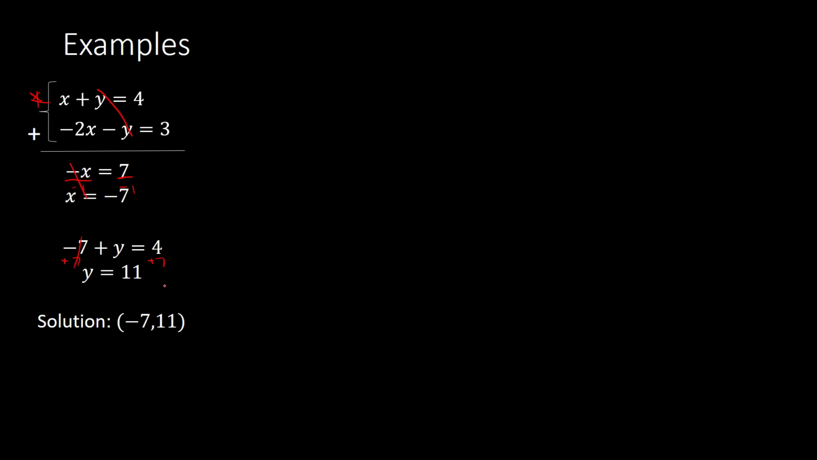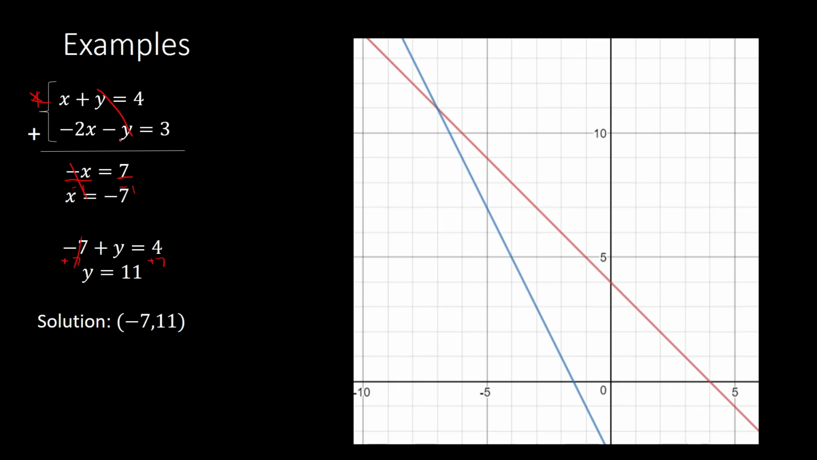So what we've done is we have found that if we were to graph these equations, then they would intersect right up here at negative 7, 11. So instead of having to draw it out and then look at the graph and figure out where they intersect, we can just solve algebraically instead.